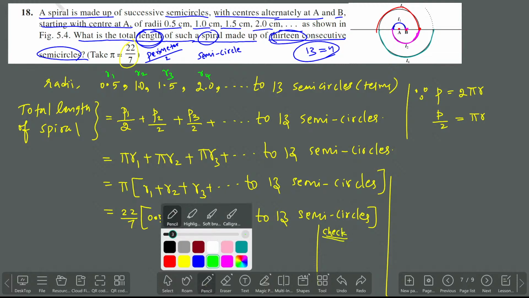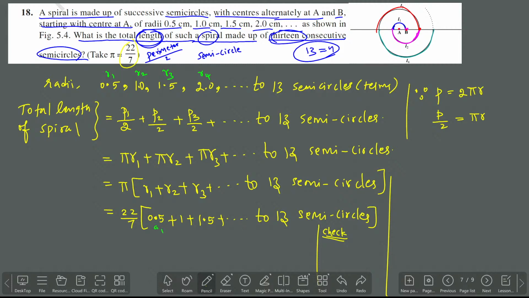Right. So this is my A1, A2, A3. What is A2 minus A1? 1 minus 0.5 equal to 0.5. A3 minus A2 equal to what, Raja? 1.5 minus 1 equal to 0.5. So what will you say? Yes, it's an AP. Am I right? Right.